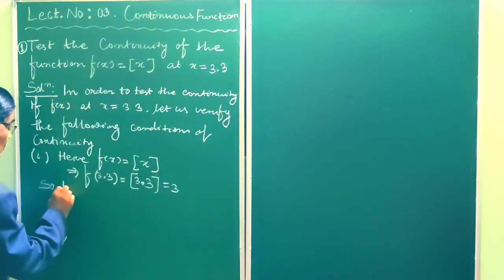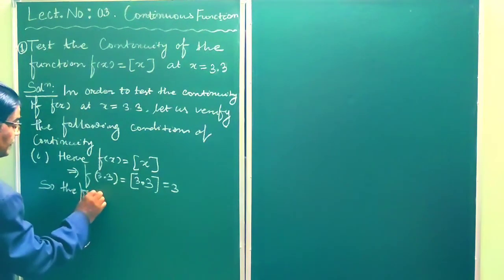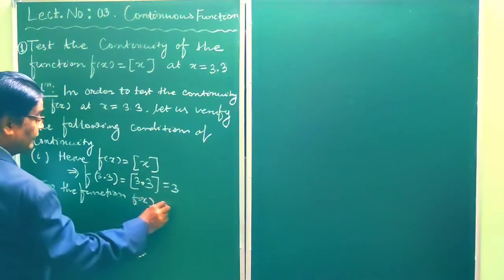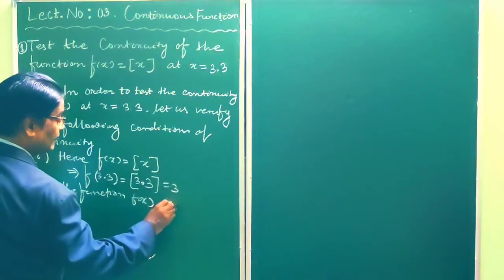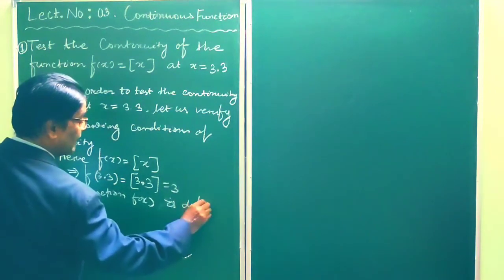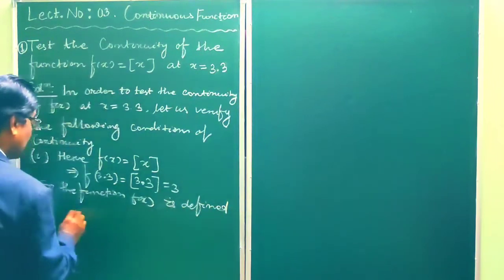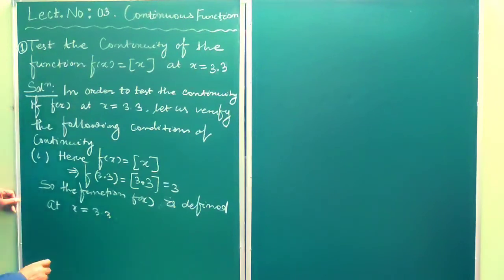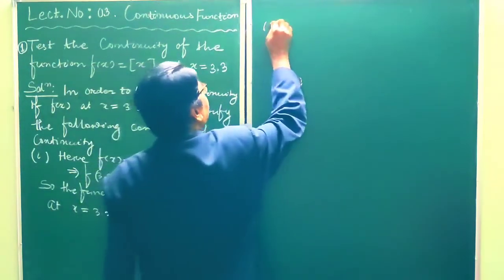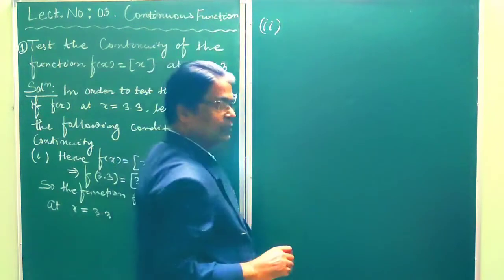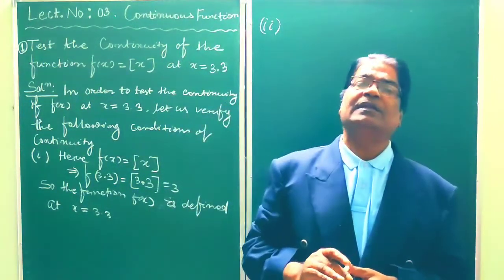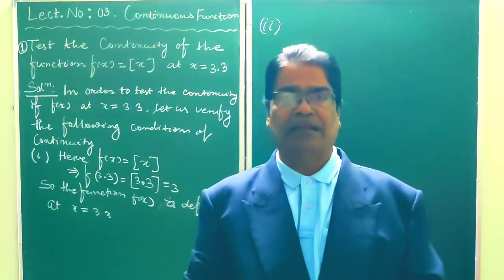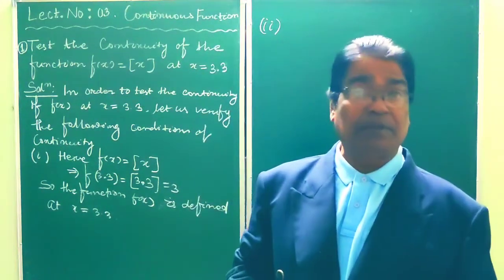So the function f(x) is defined at x = 3.3. The second condition now we have to verify. In this second condition, we have to separately compute the left limit and the right limit, and they must come out to be same.